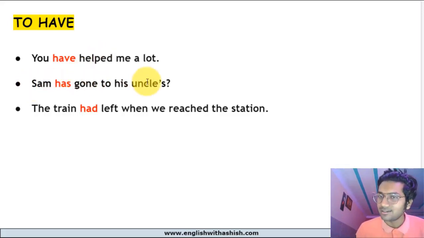Sam has gone to his uncle's. Sam has gone. Has helping verb, gone, third form, past participle. Sam has gone to his uncle's, which means his uncle's place. Okay. The train had left when we reached the station. The train had left. Had helping verb, left main verb, past perfect tense. Okay. Hope you got it. I have videos on all the tenses. You can watch them separately if you want to.